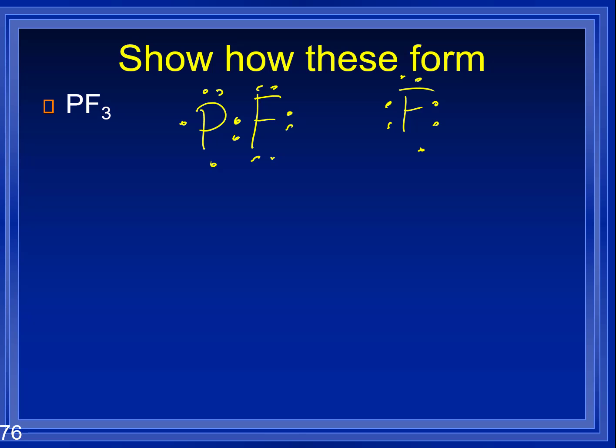The formula's not PF, so I got to keep adding F's. So a second one could come in here. 1, 2, 3, 4, 5, 6, 7. Hey, that fluorine's got 8 next to it. And one more F. See how we didn't have to figure out which one was the central atom? There were only places to hook F's on. That's what's going to happen most often.